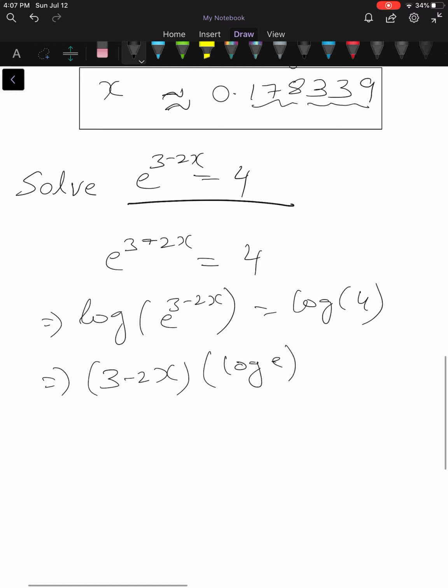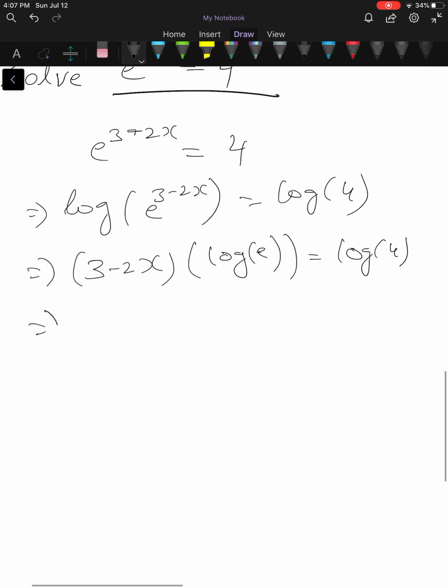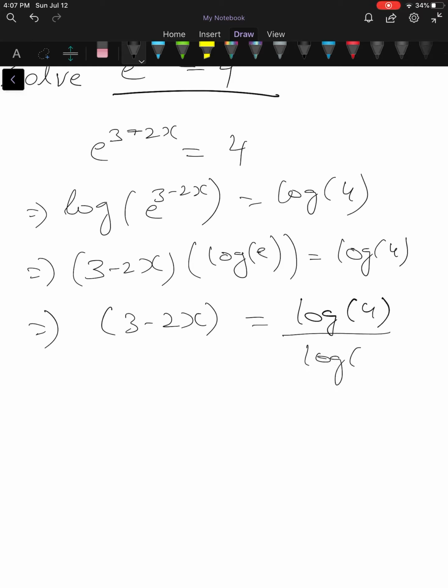So that will imply (3 minus 2x) times log e is equal to log of 4, correct? So now solving for x will give us 3 minus 2x equals log of 4 divided by log of e.